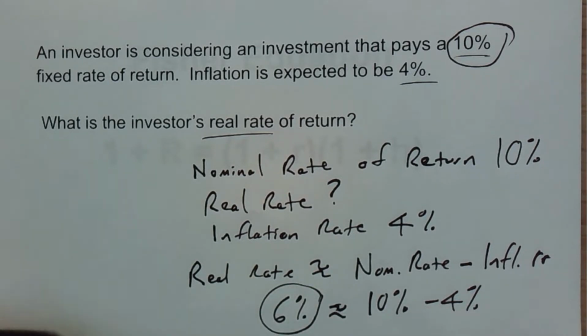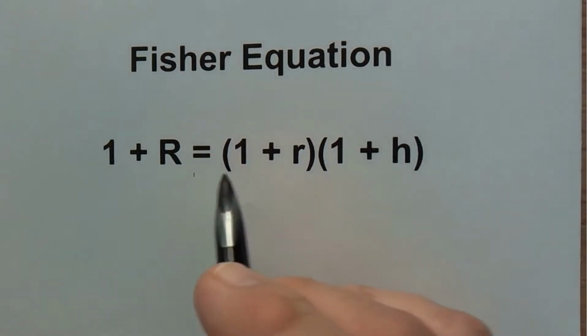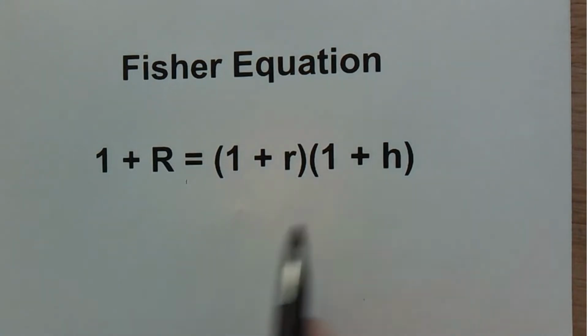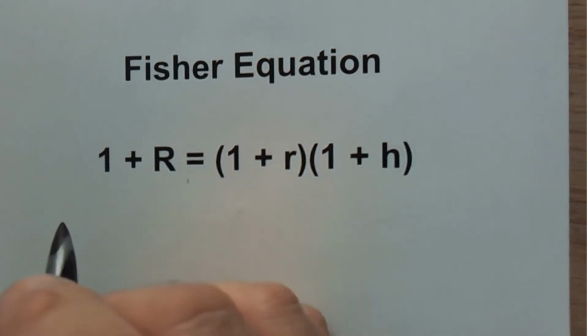Now, this is an approximation. If you're an economist or in your financial classes, you will be talking about the Fisher equation or the Fisher effect. This is the more accurate way of calculating it, and we're going to be using this equation, but let's go ahead and define some of the terms first. You may see it stated slightly differently with some different variables, but in the same format.